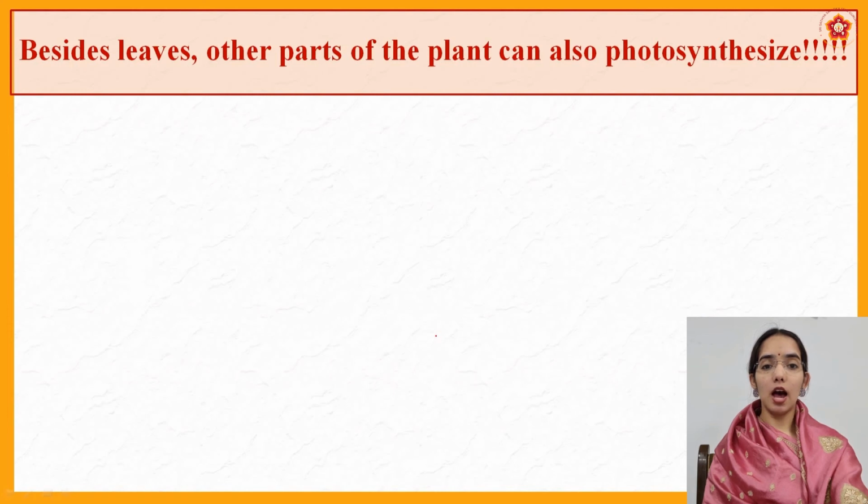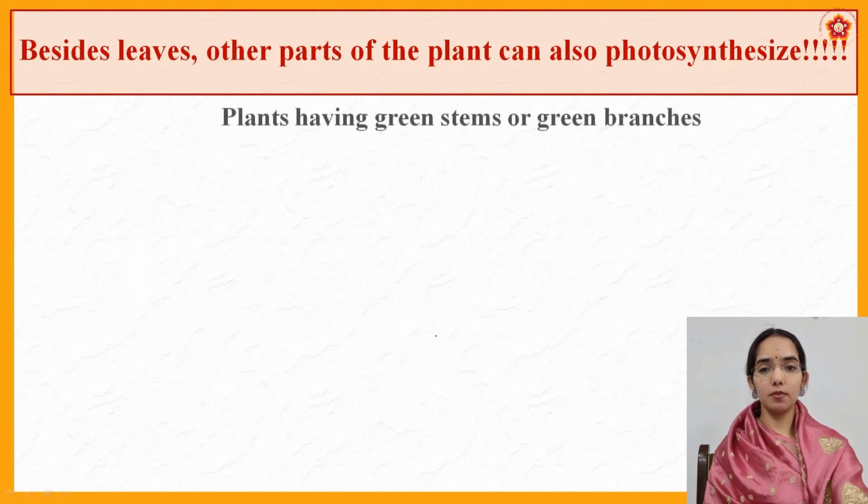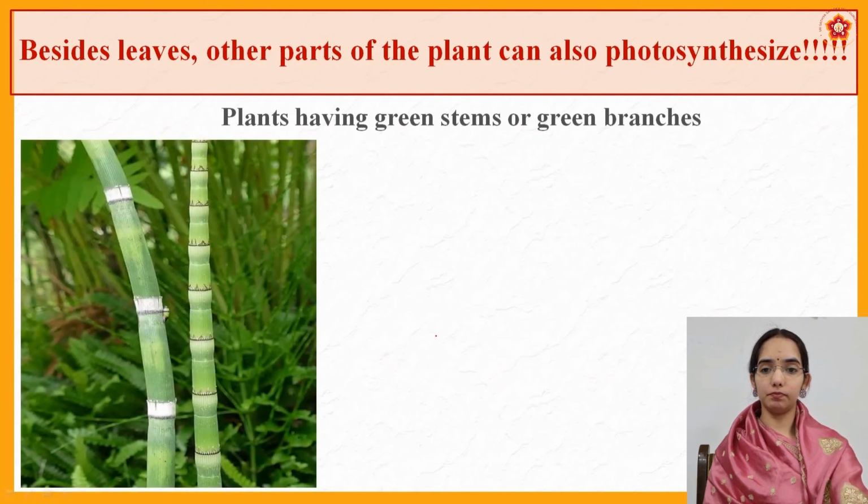Besides leaves, other parts of the plant can also photosynthesize. Now, what are those parts? Plants having green stems or green branches. Now, if they have a green stem, that means the green color is due to chlorophyll. Chlorophyll is present, that means photosynthesis can occur. Green branches will also have chlorophyll, so they can also perform photosynthesis. You can see this green stem over here. So this green stem is capable of performing photosynthesis.